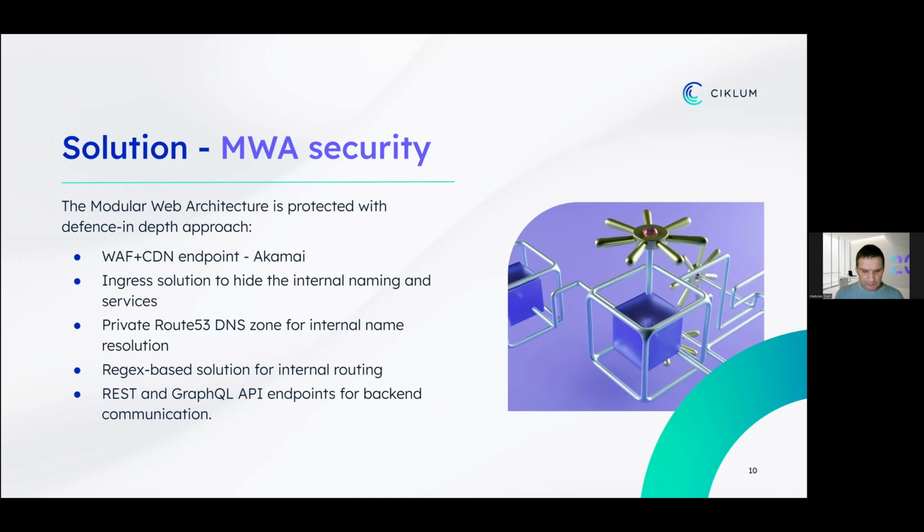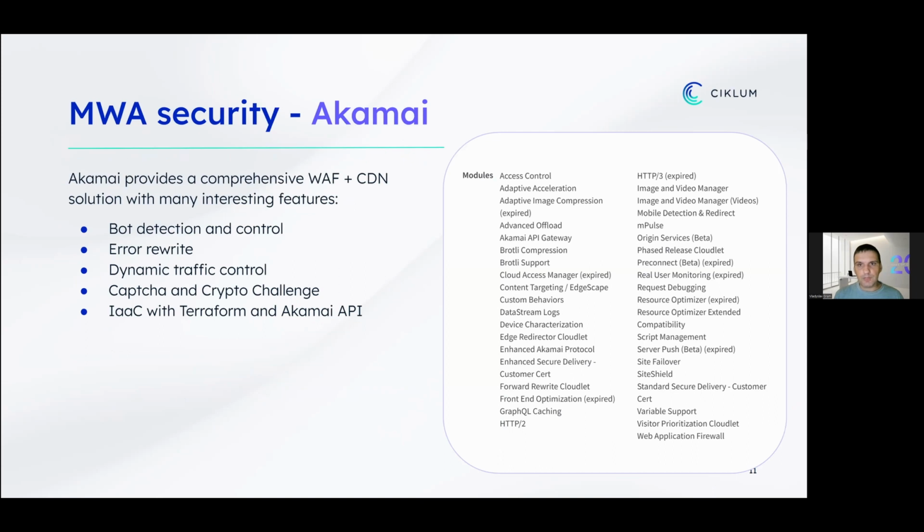And for backend communication, there are GraphQL API endpoints and REST API endpoints, depending on the backend itself, but we are currently moving to GraphQL more, because GraphQL allows us to get a better view of the information and be more flexible in terms of which information to provide depending on the request. So let's speak about those components more. First of all, it's Akamai.